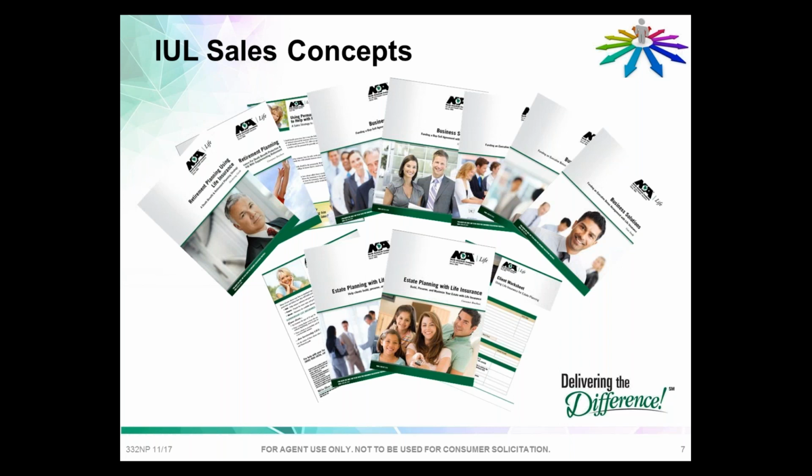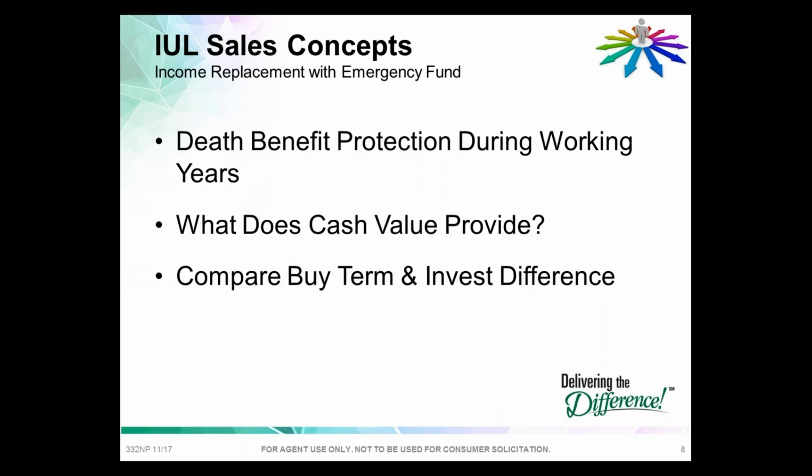We're going to talk about income replacement with kind of an emergency fund, retirement planning, buy-sell, exec bonus, estate planning, 1035s, not all of the concepts, but a number of them that are popular with indexed universal life. The first one I have here is kind of an income replacement with emergency fund.